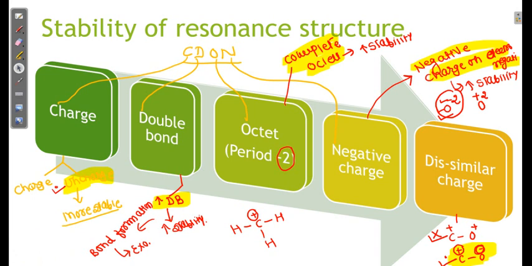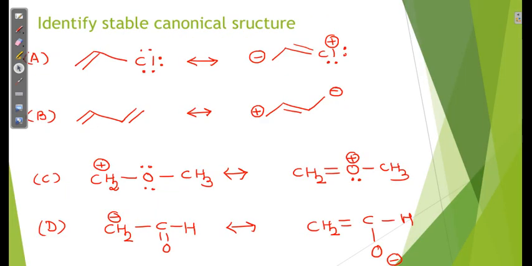If you go directly to a double bond, or directly to a negative charge, you will not get the clear answer. So always my suggestion, मेरा ये मानना है कि आपको इसी डायरेक्शन में जाना है. पहले चार्ज, फिर डबल बॉन्ड, फिर ऑक्टेट, फिर नेगेटिव चार्ज, फिर dissimilar charge. Let us see this example. So I have an example.